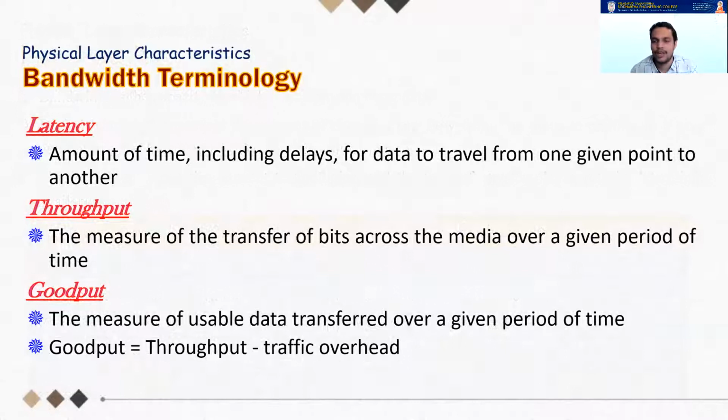There are other terms which are compared to bandwidth. There is something called latency. Latency is the amount of time, including delays, for data to travel from one point to another point. In simple terms, latency is the delay, the time it takes. Throughput is the measure of the transfer of bits across the media over a given period of time. It is very much similar to bandwidth, but frankly speaking, bandwidth is the maximum data rate that you can get. Throughput is the actual data rate.